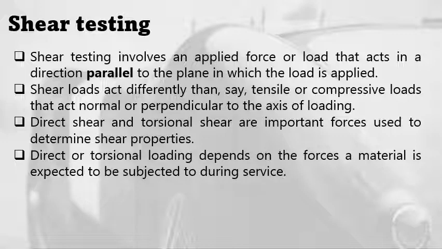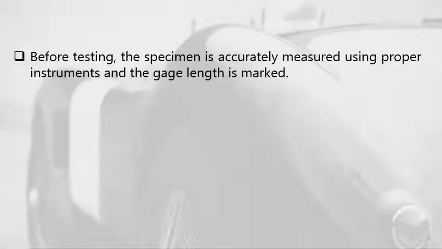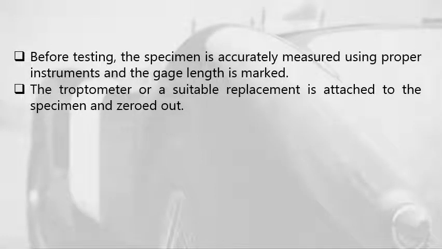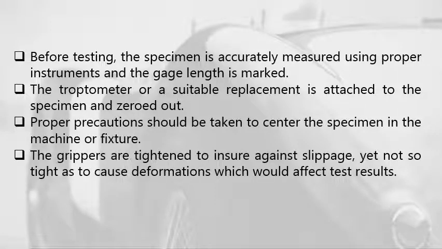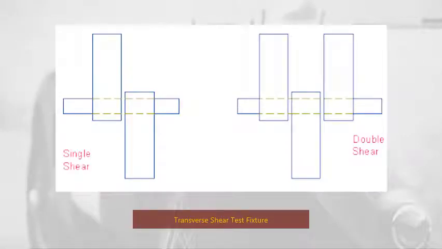So direct or torsional loading depends on the forces a material is expected to be subjected to during service. Before testing, the specimen is accurately measured using proper instruments and the gauge length is marked. The extensometer or a suitable replacement is attached to the specimen and zeroed out. Proper precautions should be taken to center the specimen in the machine or fixture. The grippers are tightened to ensure against slippage, yet not so tight as to cause deformation, which would affect the test results. This is the transverse shear test fixtures for single shear and for double shear.